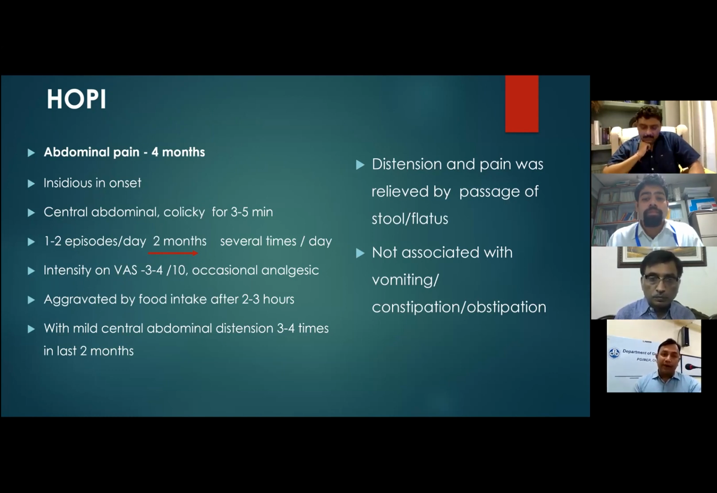Pain used to be aggravated by food intake, usually after 2 to 3 hours. And there was also mild central abdominal distension along with the pain, which was increased 3 to 4 times in last 2 months. However, there was no associated vomiting or constipation, obstipation, but patient gave history of a distension and pain, which was relieved after passage of stool or flatus.